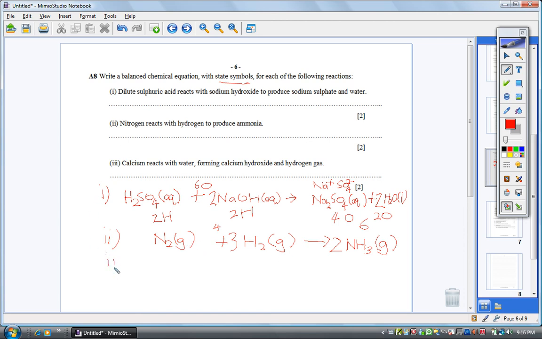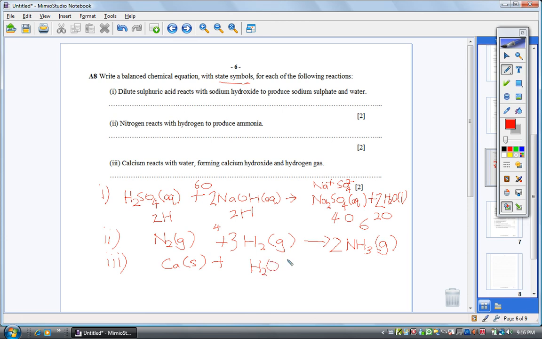Next, calcium reacts with water forming calcium hydroxide and hydrogen gas. Calcium at room condition is a solid because it's a metal. Remember, unless it's mercury, all metals exist as solids at room temperature. All oxides, for example magnesium oxide and sodium oxide, are also solids at room temperature.